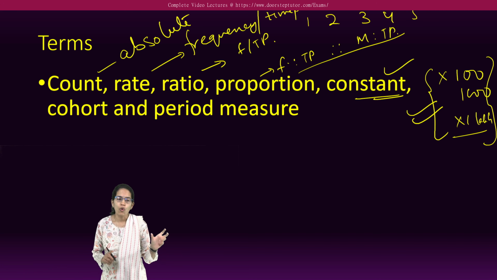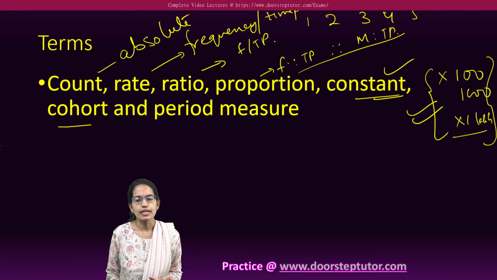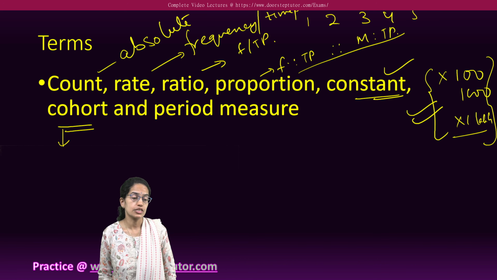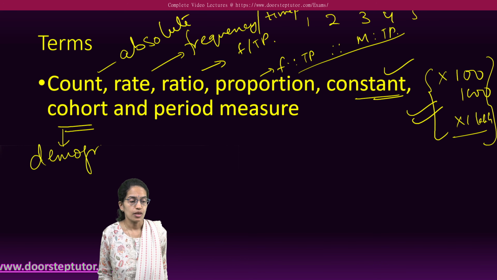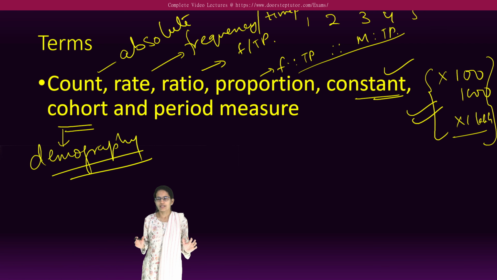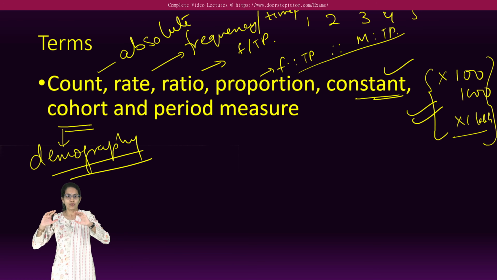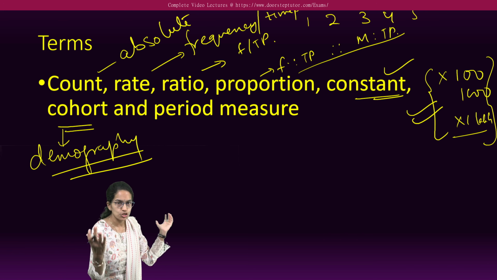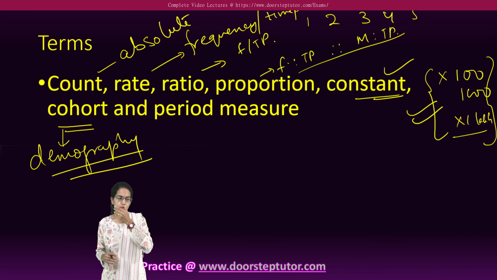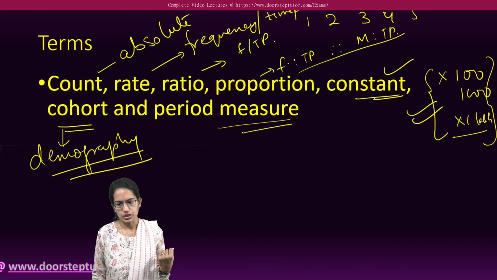The next is cohort measure and period measure. A cohort measure is an event that occurs to a cohort. Now, a cohort is a group of people who share the same demography. When I say they share the same demography, in what terms? It could be a school class cohort where everyone is born in, let's say, 2010. It could be a marriage cohort where everyone got married in 2020. So these are cohorts. They are sharing the same demography.